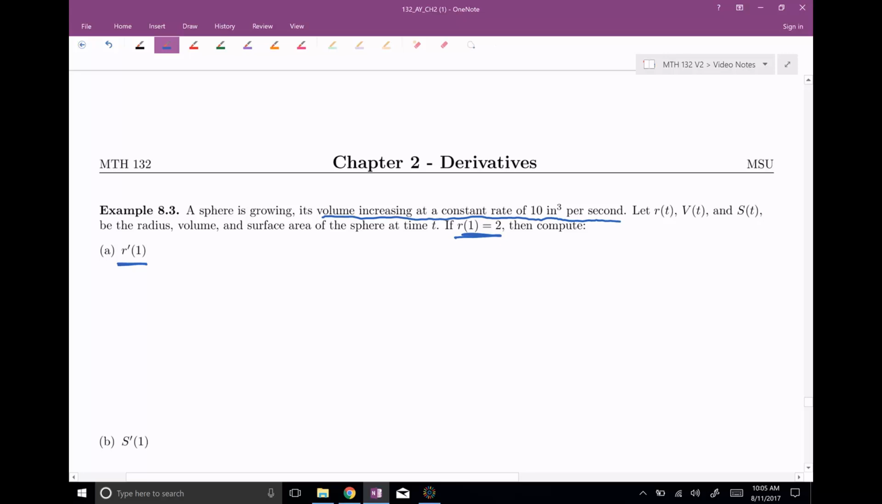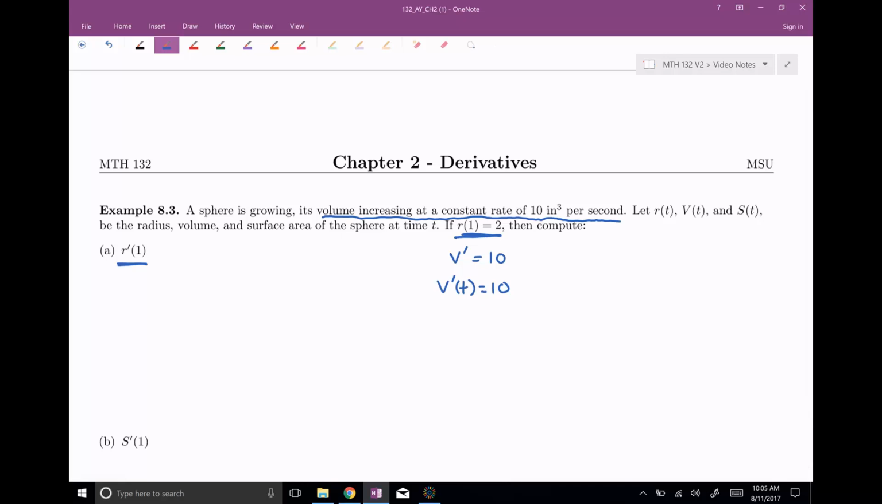So rate of change, remember, this is one of those fancy words for a derivative, right? So this is telling me something about the derivative. So this is volume. The derivative of volume is equal to 10. Or if you wanted to be a little bit more precise, right, this is kind of shorthand, this is V prime of t is equal to 10. All right, so the volume is increasing at this constant rate, 10 cubic inches per second.